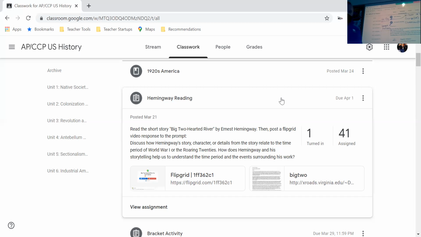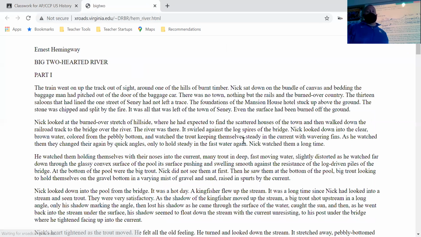When you read the article, and I'm going to bring it up here, Big Two-Hearted River, I don't expect you to understand all of this, okay?